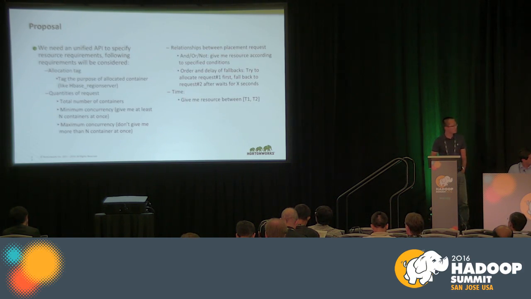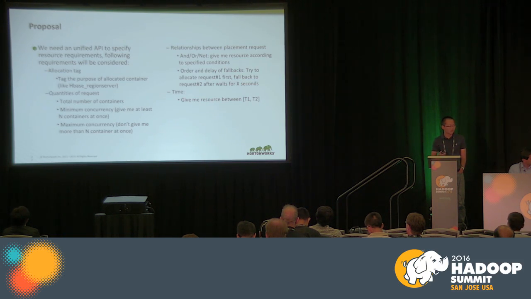So here is our proposal. We need a unified API to specify resource requirements. The following things we want to consider. The first is the allocation tag, so we're able to specify the tag of the containers. So after a container is allocated, for example, the HBase region server container, we are able to get this information from the resource manager.